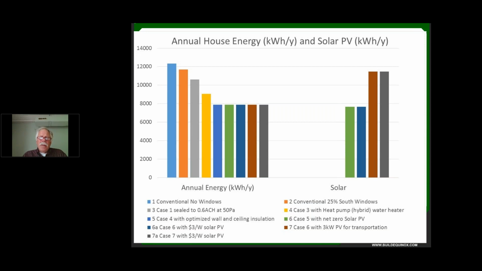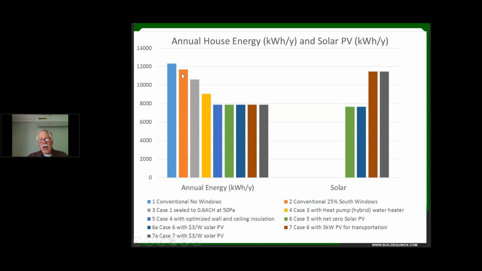As we look at the results for these 7 cases that we covered, case 1 is a conventional house with no windows, 6 inches of wall insulation, 12 inches of ceiling insulation, an electric water heater, and an infiltration level of 7 air changes per hour at 50 Pascal blower door. We saw that we have about 12,000 kilowatt hours per year usage.